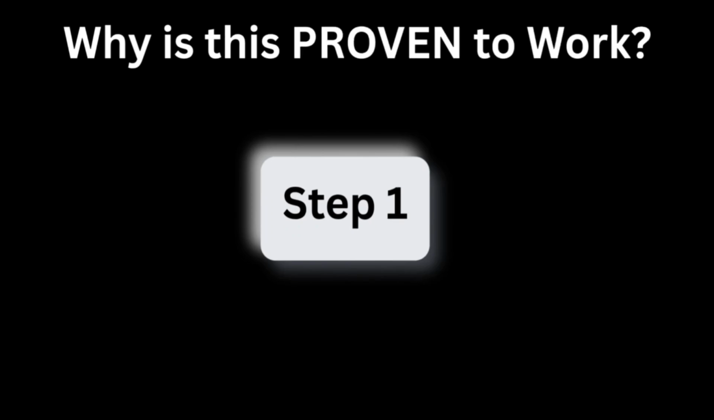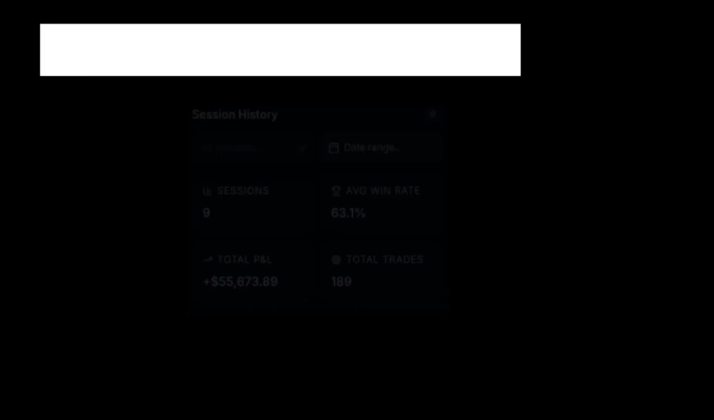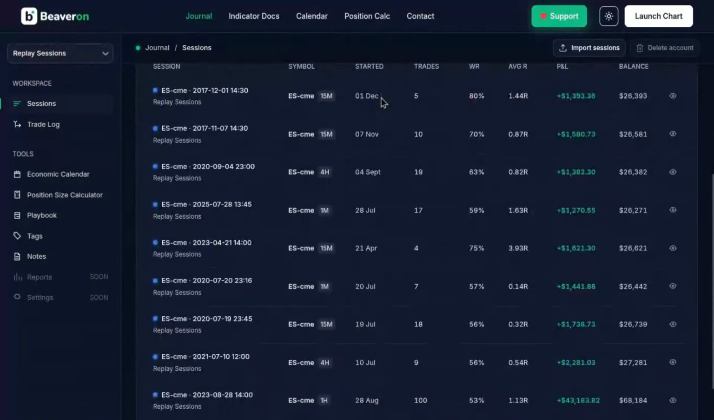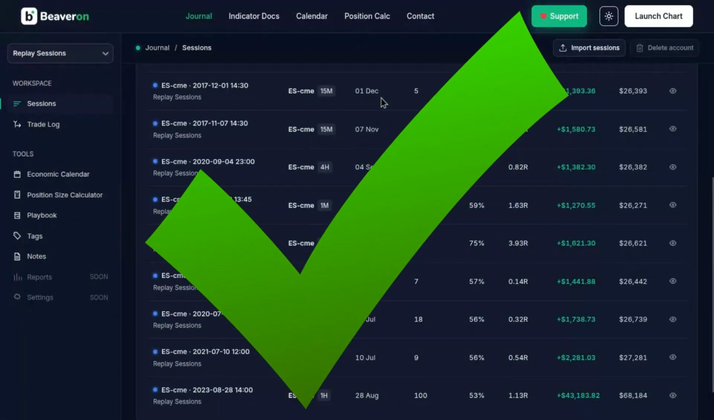Step 1. Why is this proven to work? Well, I backtested nearly 200 trades and I achieved a 63% win rate. This is statistical evidence that the strategy can work, however results may vary.